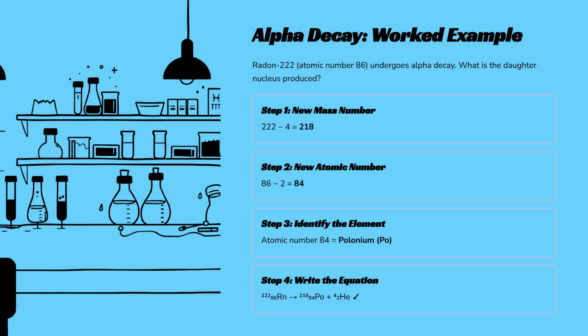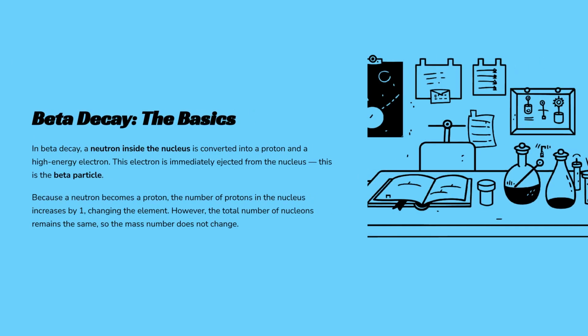Let's walk through radon 222. By subtracting the mass and atomic numbers of the alpha particle, we find the resulting polonium-218 daughter nucleus. In beta decay, a neutron inside the nucleus converts into a proton and an electron. This high-energy electron is then ejected as a beta particle.